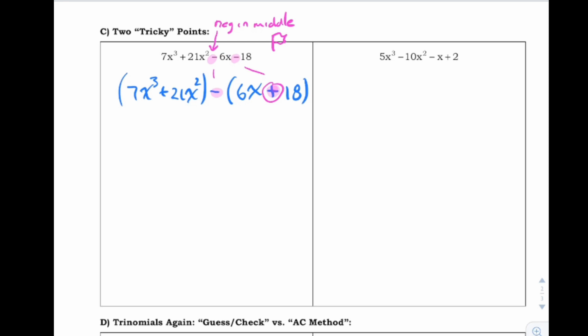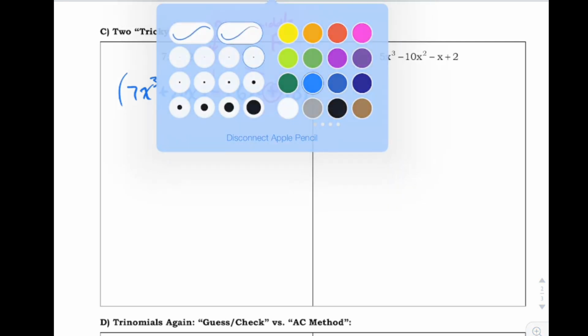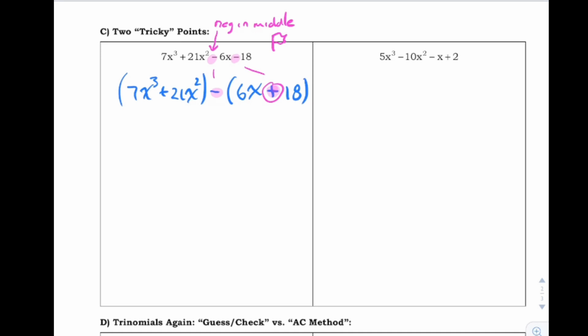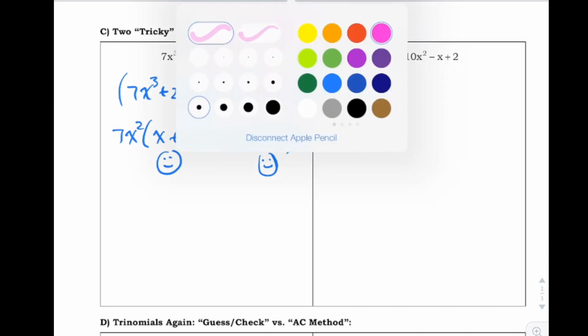Now, having been careful about that, I think it's safe to just keep going now. So I'm looking at the first parentheses and I'm saying, hey, I can get 7s, I can get x squareds out of both of those. That's going to leave me an x plus a 3. And looking at the last two terms, I can get a 6 out of those. So I got an x plus a 3 like this. Again, I got a match. The x plus 3's, they match.